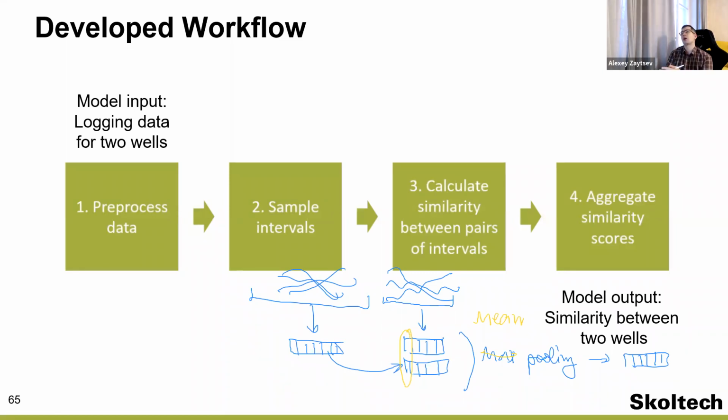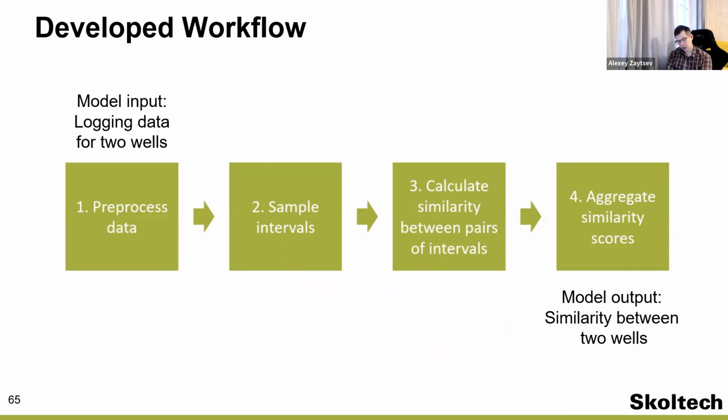If we are talking about macro aggregation, we say that we sample intervals from the first well and from the second well, and calculate distances. So we have embeddings for intervals from the first well, and the same story for the second well. And we calculate distances between x1, y1, x1, y2, and so on.